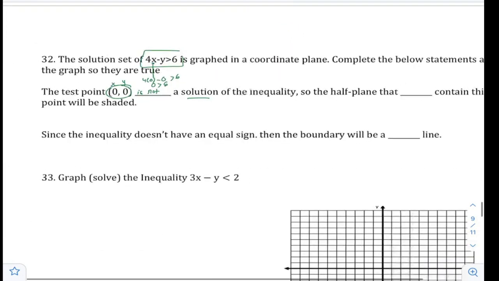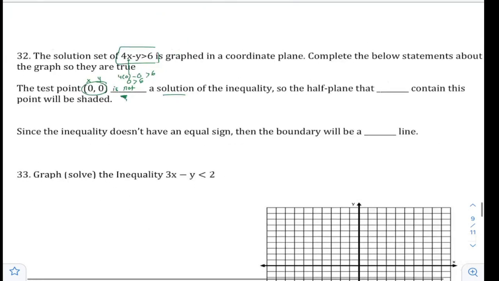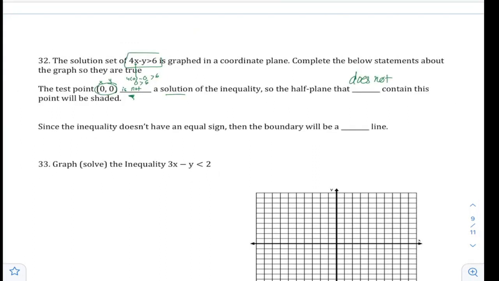So the plane that includes or contains this point will not be shaded. If it doesn't give me a correct solution, it's not a solution. That means I should shade the other plane that does not contain the point. So the half plane that does not contain this point will be shaded.